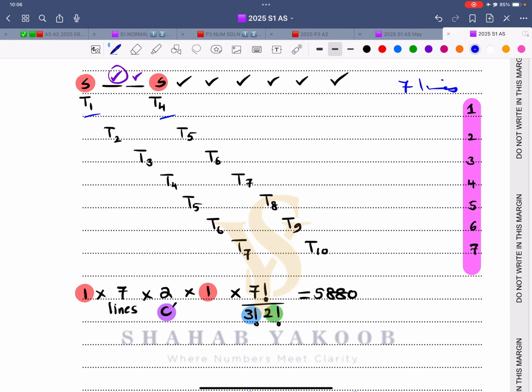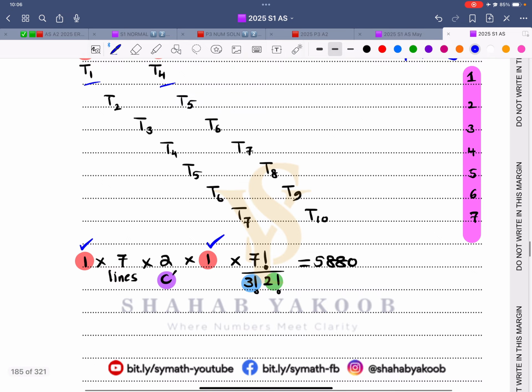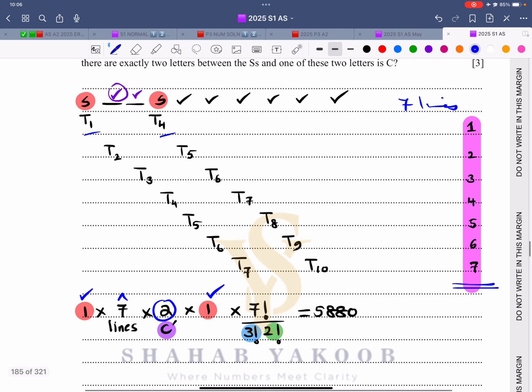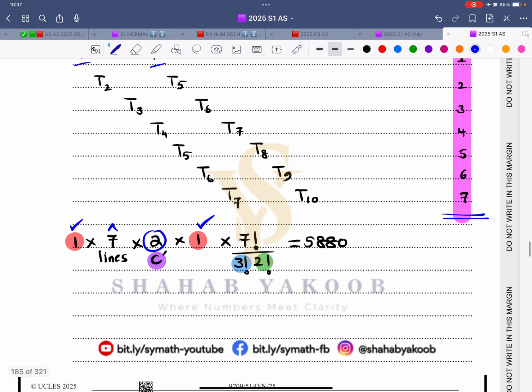Now, S is fixed, that's one possibility. 7 lines, that is this thing. What is this 2 for? Either C is over here or C is over here, so there are always 2 possibilities. I don't want to draw 14 lines, so that is why I multiply by 2. That is the positioning of C.